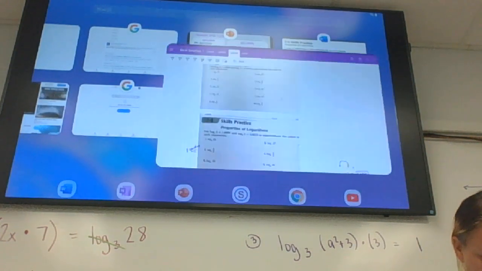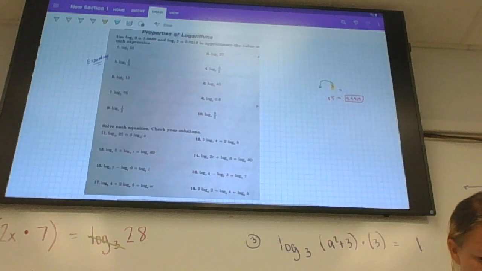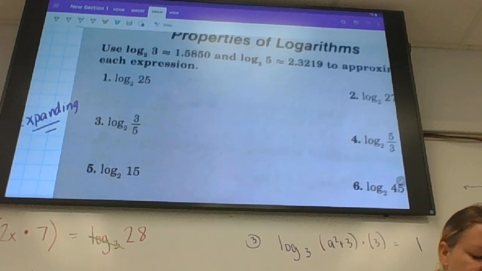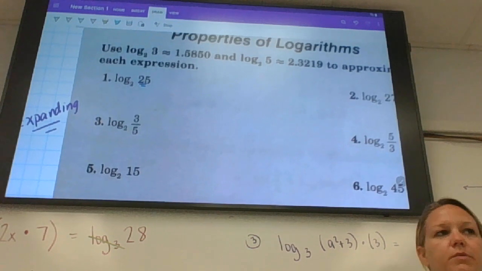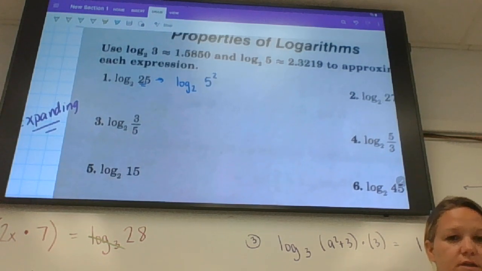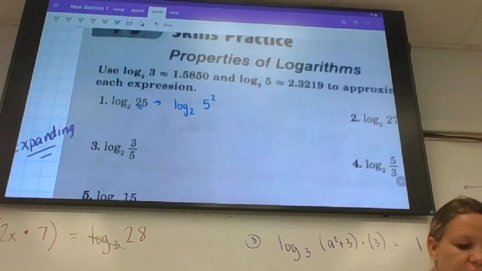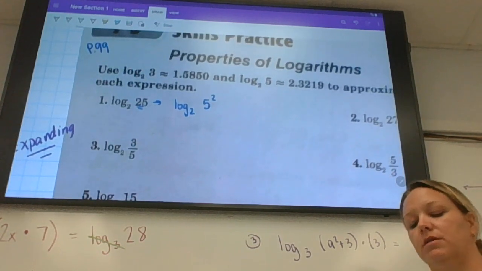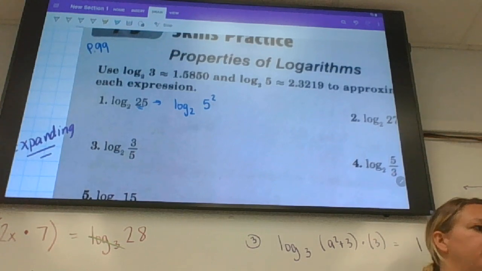Okay. So for instance, I don't have 25 in my book, and I'm not going to use my calculator. I'm going to rewrite 25 as 5 squared. This is page 99, you guys. So same as yesterday, but you probably want to do it on notebook paper. This is the only thing really new I'm telling you today.